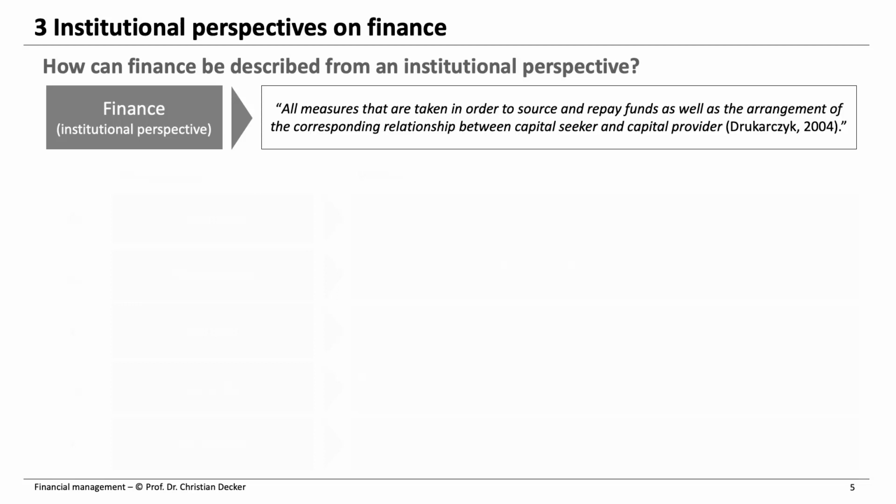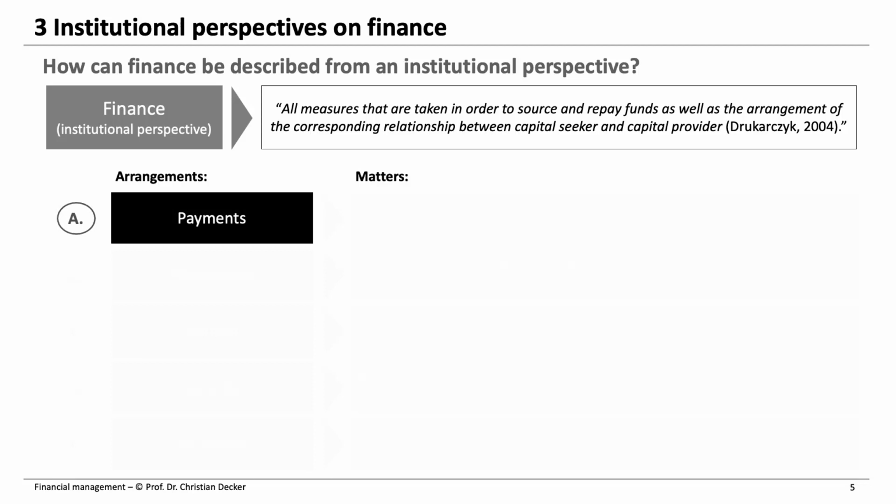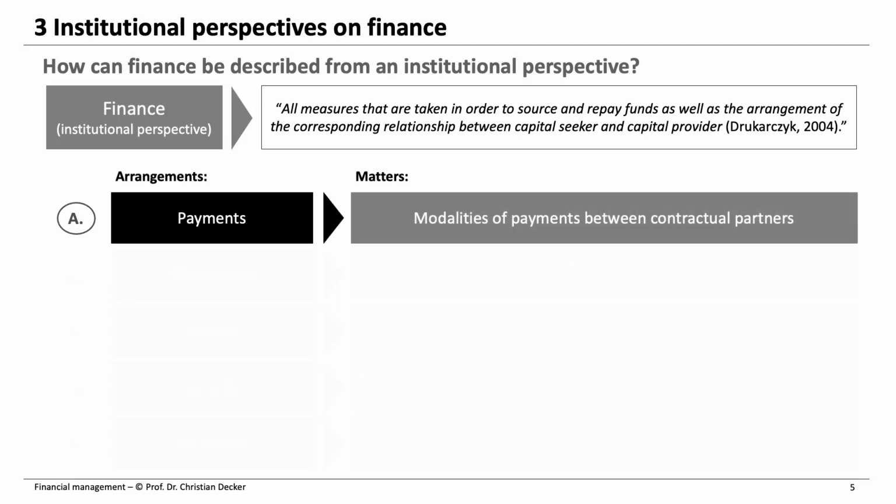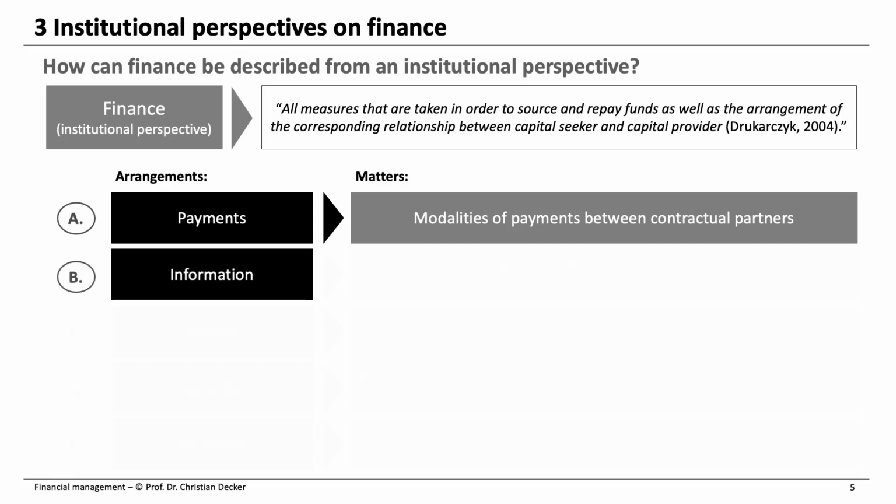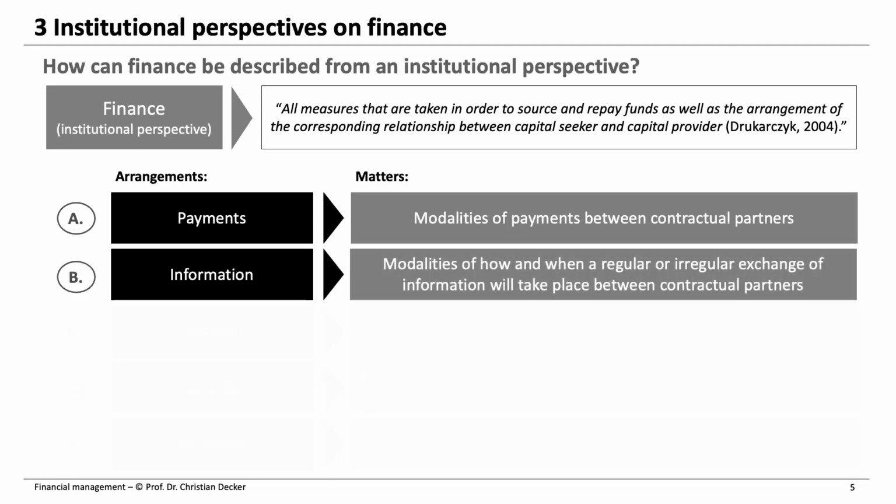This can be illustrated by means of 5 areas of arrangements and an abstract description of the matters affected by them. A. The first area of arrangements concerns the aspect of payments. It concerns the definition of the modalities of payments between contractual partners. B. The second area of arrangements addresses the aspect of information. This concerns the definition of how and when a regular or exceptional exchange of information between the contracting parties takes place.